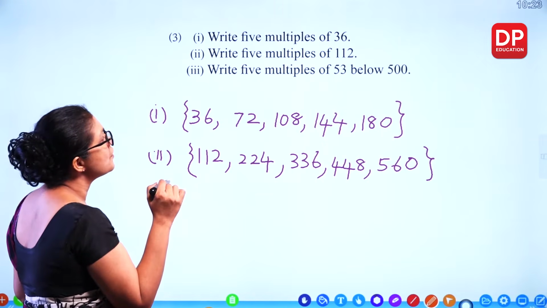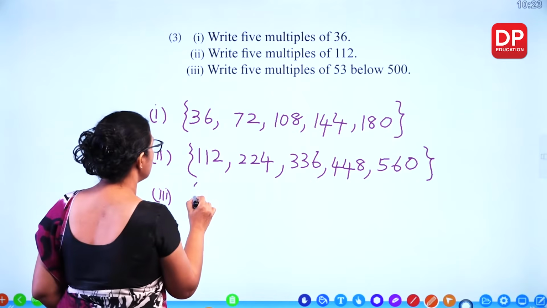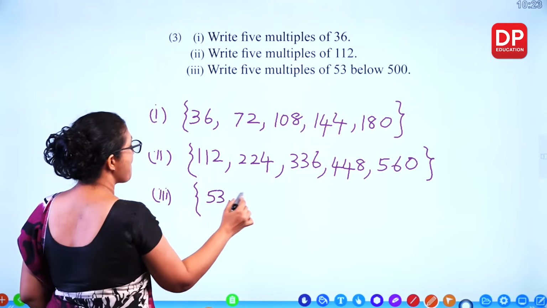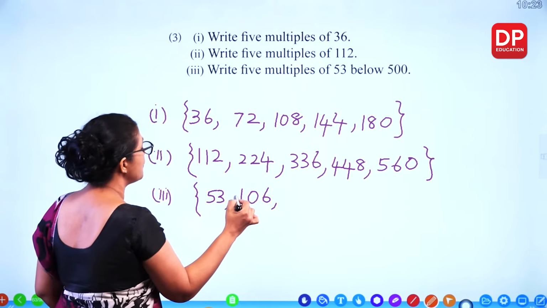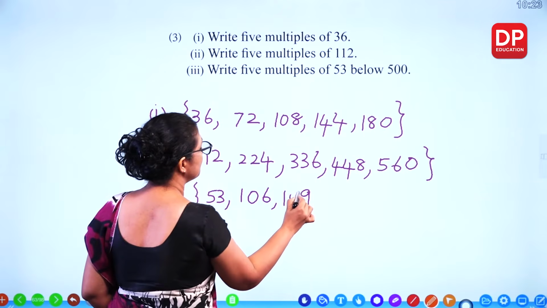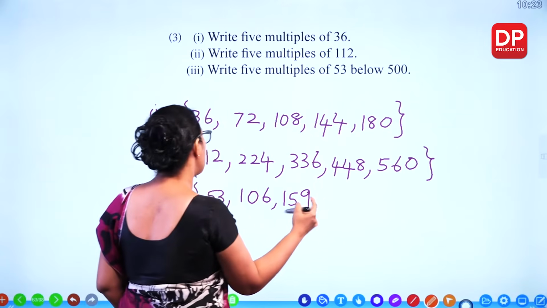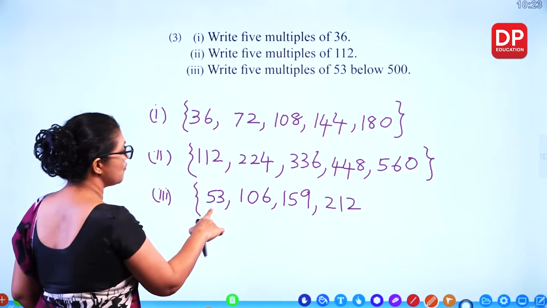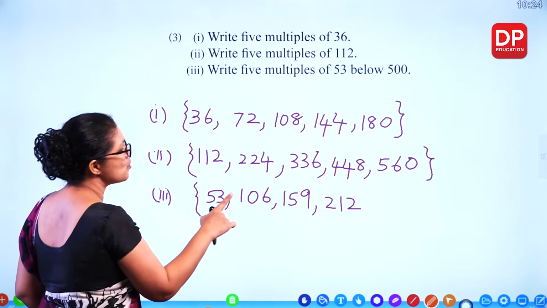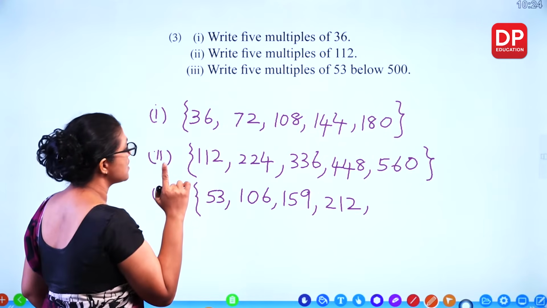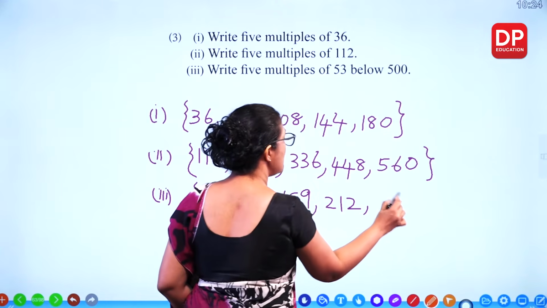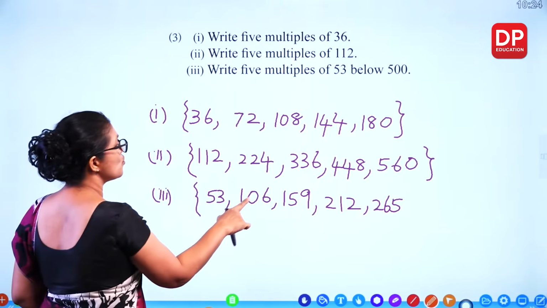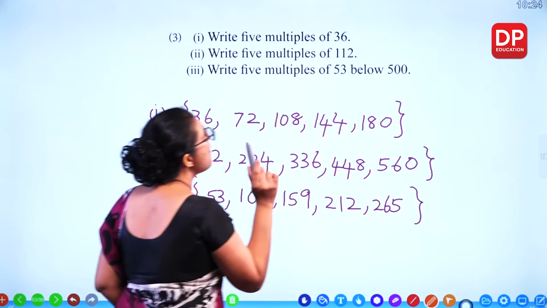Write 5 multiples of 53 below 500. So first number is 53. Multiply by 2. Multiply by 3. Multiply by 4. Multiply by 5. So those numbers are below 500.